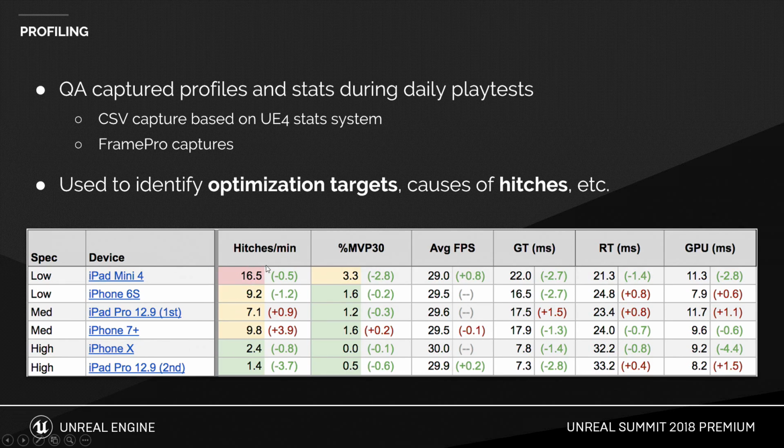And so this column here, the hitches per minute column, is one of the most important values we look at to see how much more optimization we need to do.